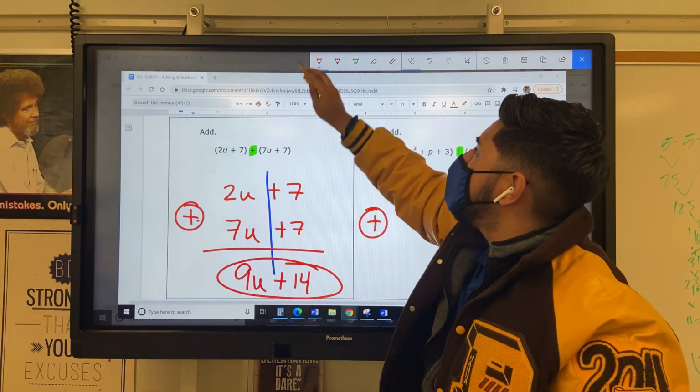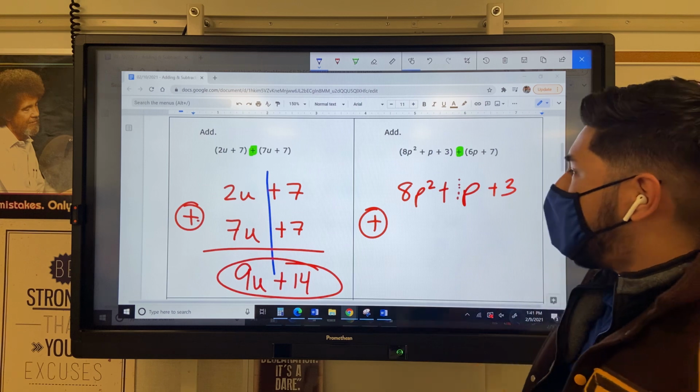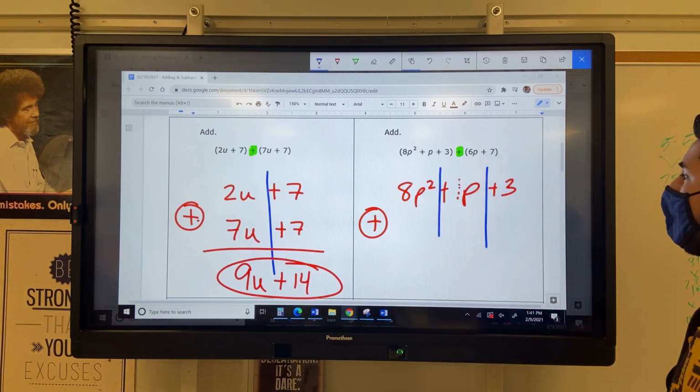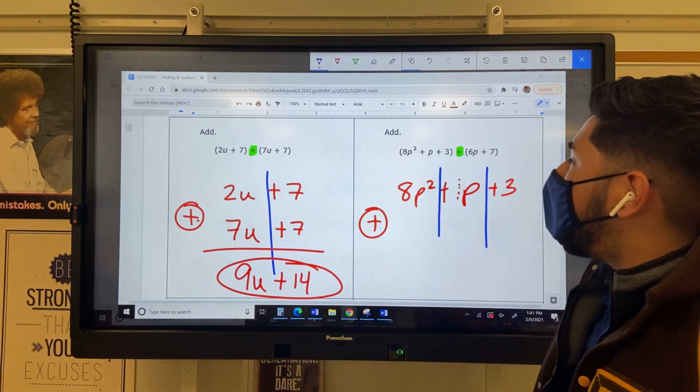And of course, you can call them borders. I just like to say, okay, it's just aligning my stuff correctly. 1p and positive 3. And then we make sure we put the next polynomial in the correct spot.